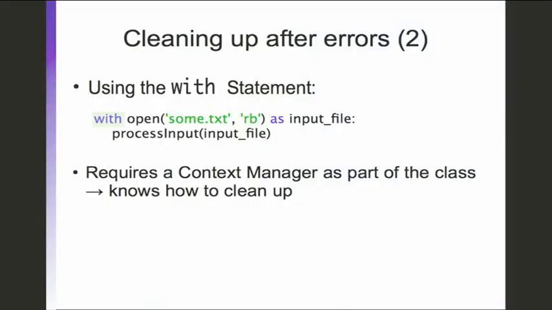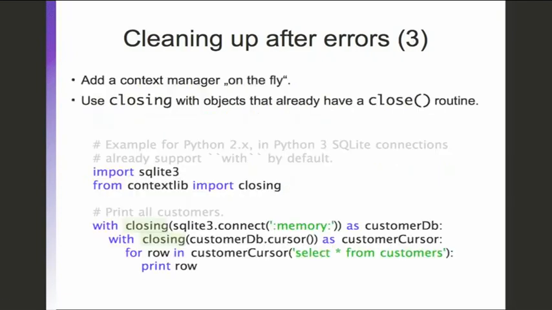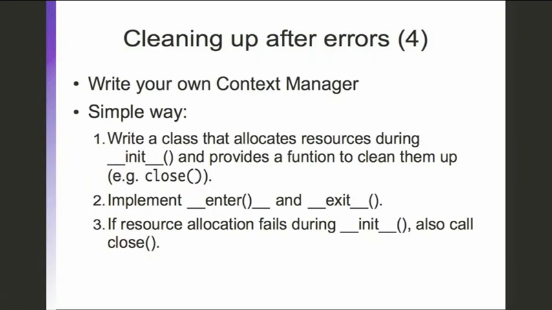I could also use the with statement for that. It has a little bit different syntax, less code, and gives the same result. In order for the with statement to work, you need a context manager, so the class you use, in this case a file object, needs to provide a context manager. I'm going to rush through this a bit. I can simply add a context manager on the fly using the closing routine, which is very useful in Python 2, less in Python 3, because most of the standard objects already have a context manager, but in this case, I can add one by calling the result in a closing.